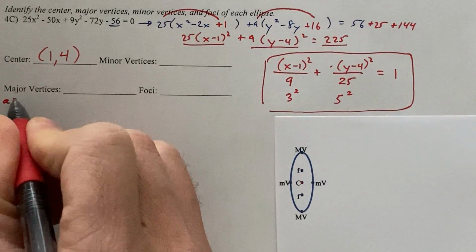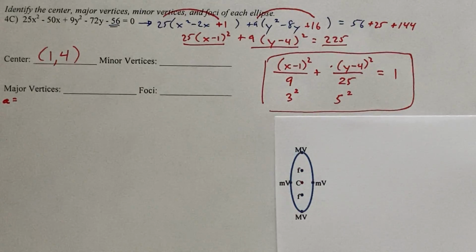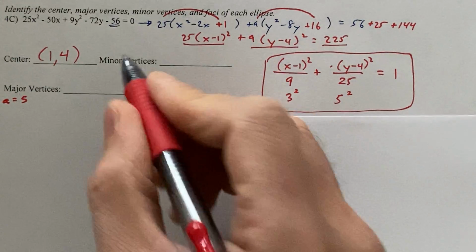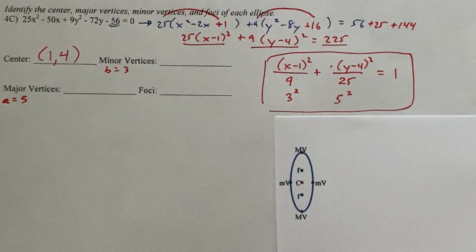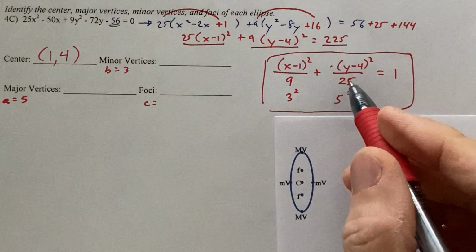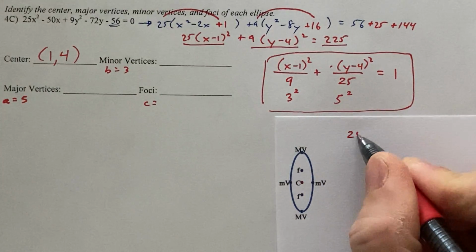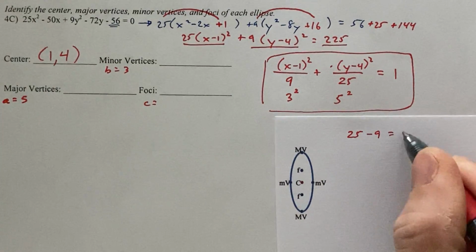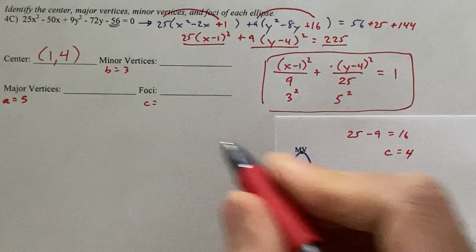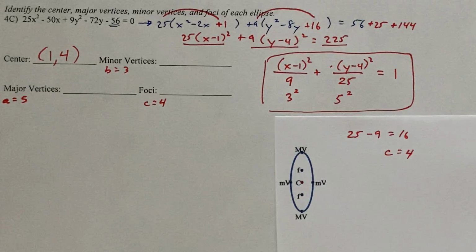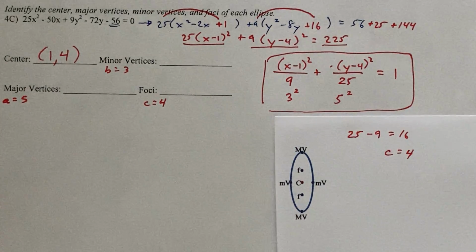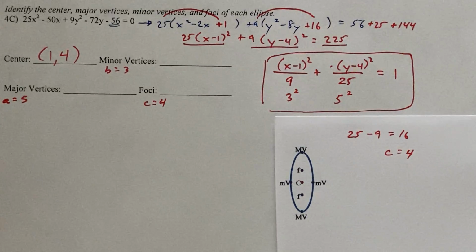The major vertex is going to be given by A, which is 5. The minor vertex or vertices is B, which is 3. And how the heck do I find C? It's the anti-Pythagorean theorem. So I'm going to do A squared minus B squared. So C is the square root of that, which is 4. Once I have that, I'm going to use a little bit of geometry logic to figure out the location of my major, minor, and foci.